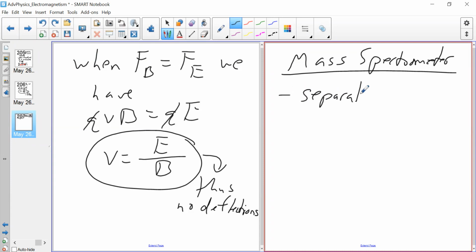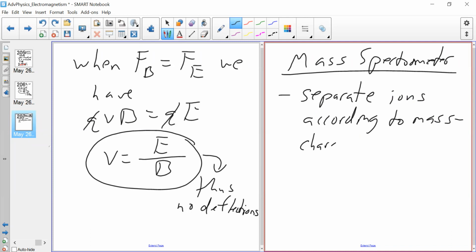So generally ions, because we were looking at charges, we're going to separate ions according to mass charge ratio. So that device looks something like this. It's a typical example of a mass spectrometer.